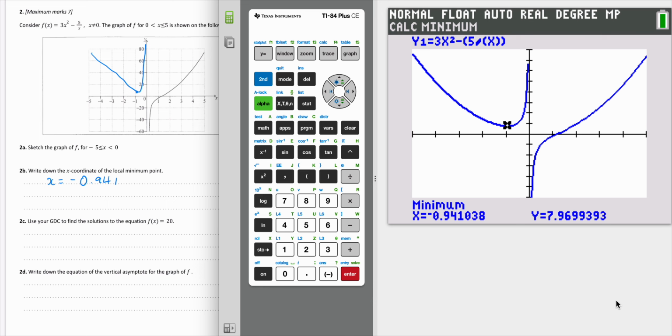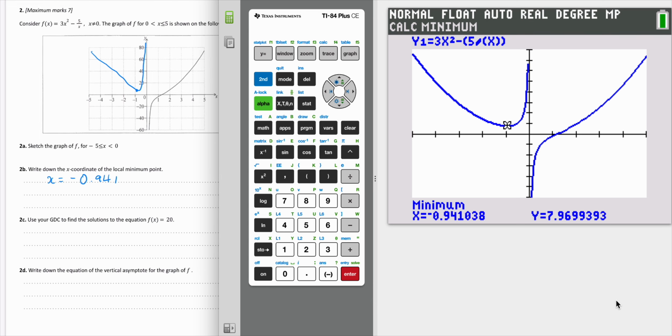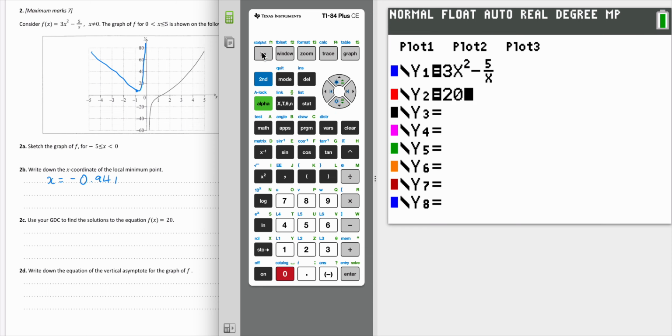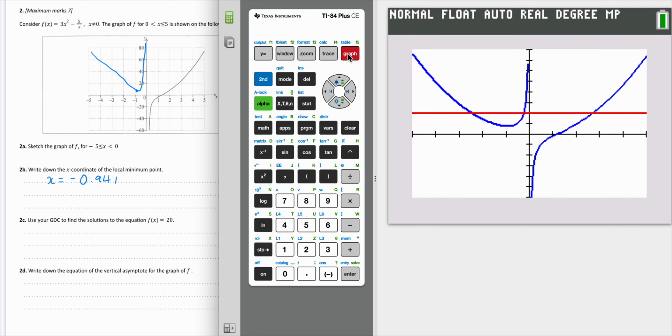So we now need to use the GDC to find solutions to the equation f of x equals 20. So we're going to use the y value and we're going to plot the value of 20. And we can now go back to the graph and it's drawn that line on, and we need to find all of the solutions when f of x is equal to 20. So that's wherever these two graphs are equal.